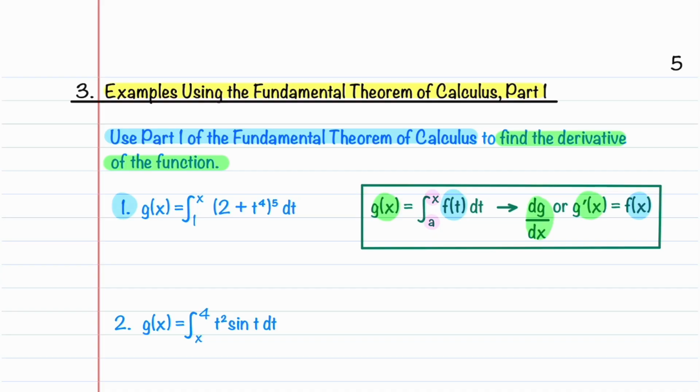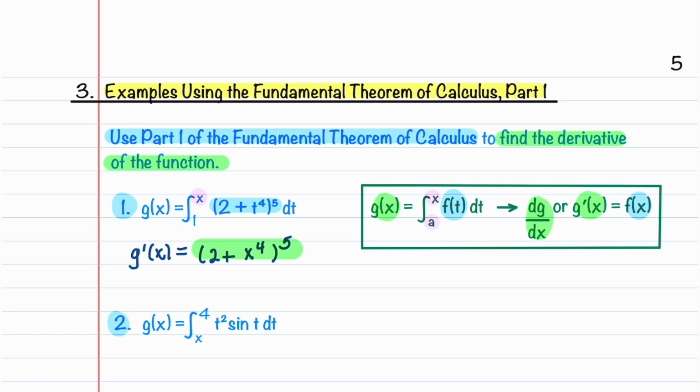Let's now look at our first example. We want to find g prime of x, and the Fundamental Theorem of Calculus tells us that the derivative of g of x with respect to the upper limit x is the integrand, which is the quantity 2 plus t to the 4th raised to the 5th power, evaluated at the upper limit x. So this is just 2 plus x to the 4th raised to the 5th. And we'll go ahead and highlight that.